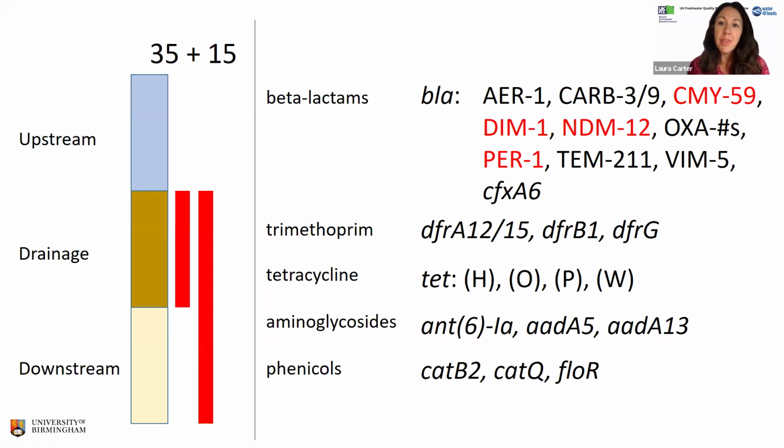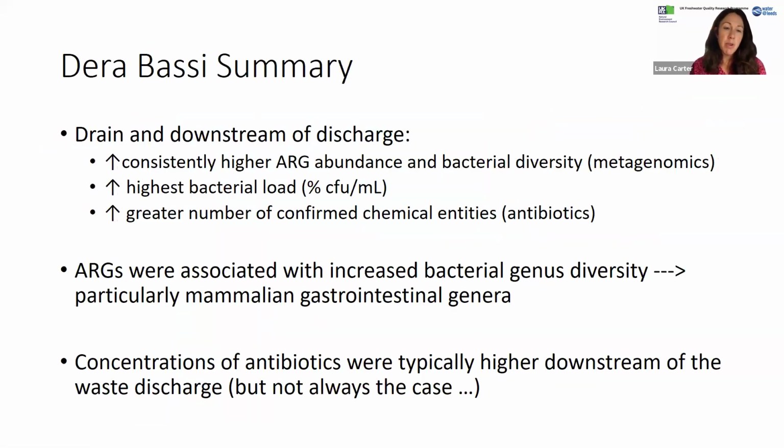So in summary, where we're up to with the work at the moment, and I should say that the analysis has all been completed, but we're still trying to, I guess, join up the dots here to complete the picture. What we're seeing is consistently higher ARG abundance and bacterial diversity, higher bacterial load, and a greater number of chemical entities present downstream. Concentrations of antibiotics were again higher downstream more often than not, but this wasn't always the case.